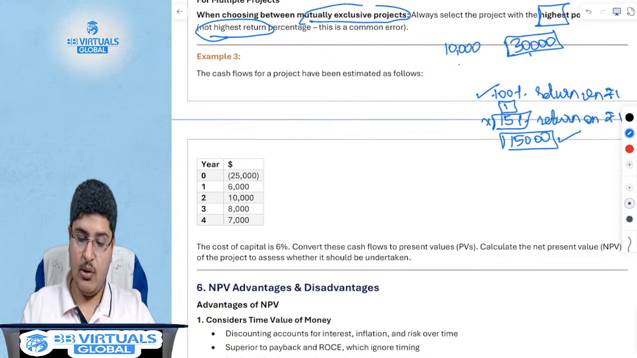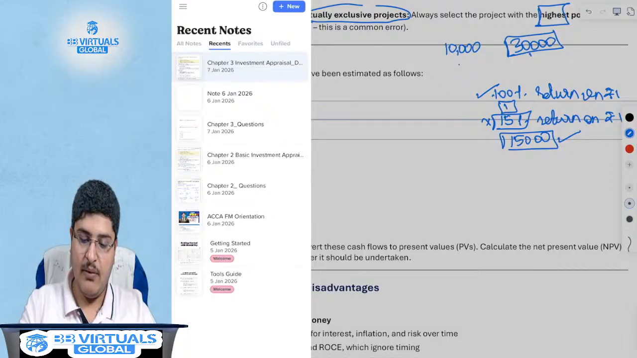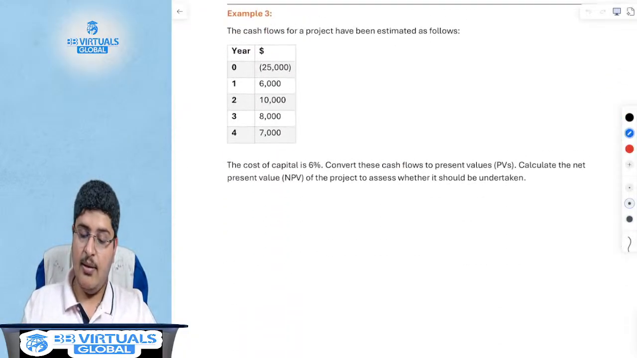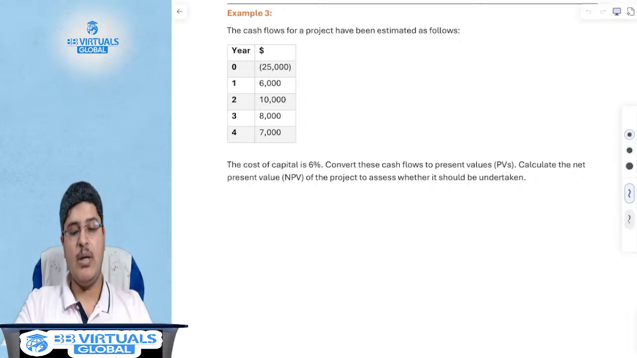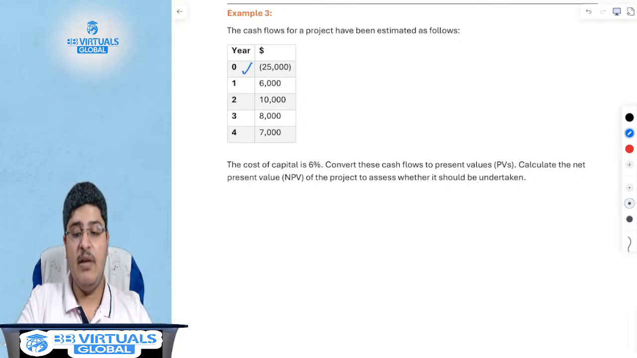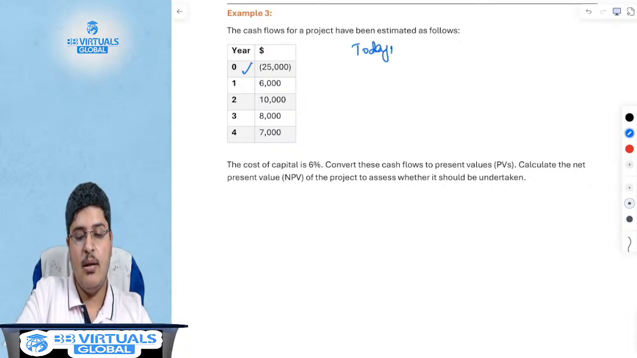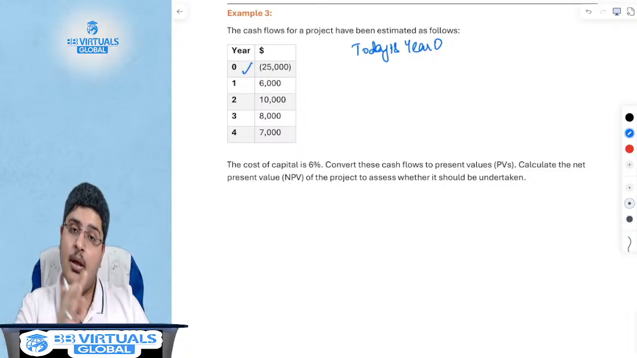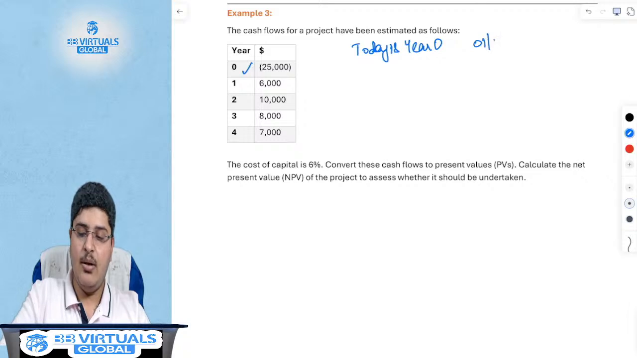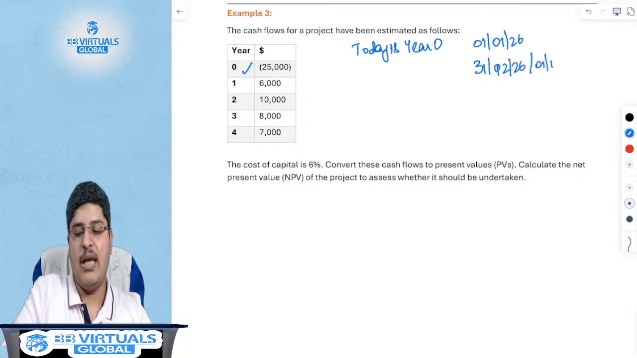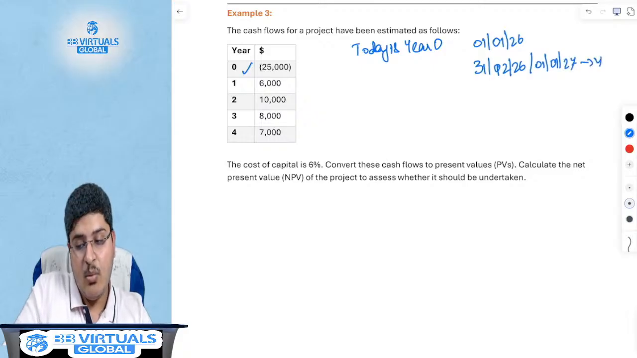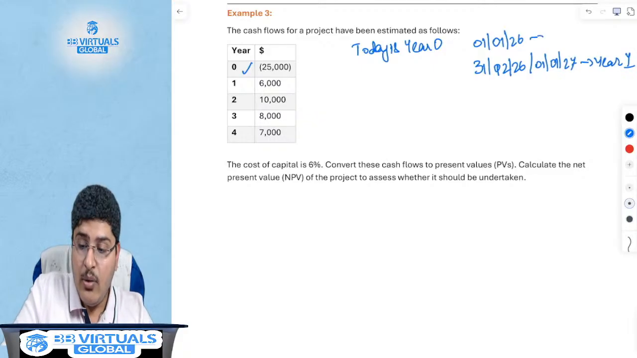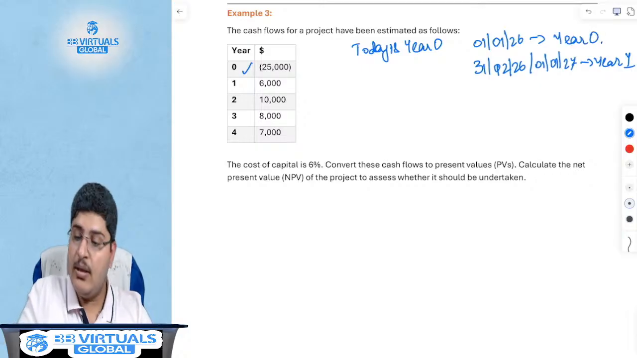Another example. Let us solve this example from an NPV perspective. There are cash flows. So cash flow, by the way, what does year 0 mean? Year 0 effectively means today. Today is year 0. If you're standing today, the time period is 0. Let's say today is hypothetically 1 Jan 26. 1 year from now will be 31st December 26 or 1st January 27. That is the year 1 mark.